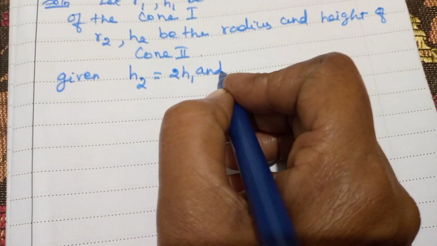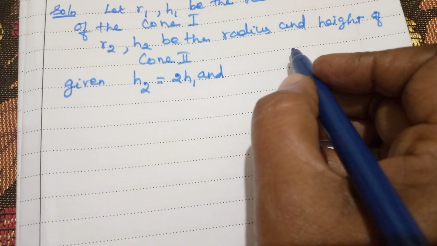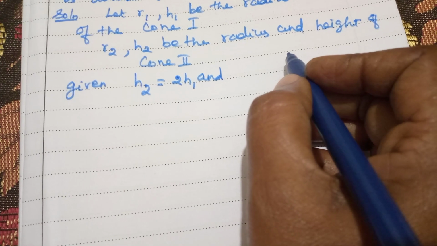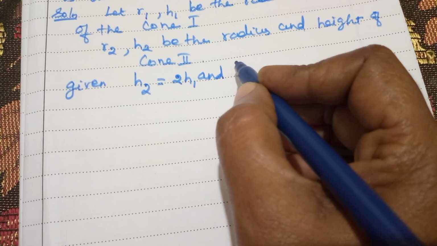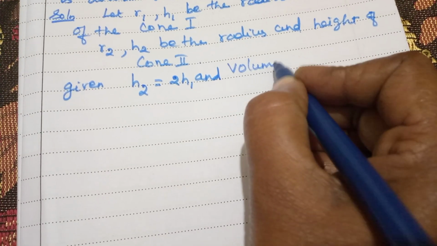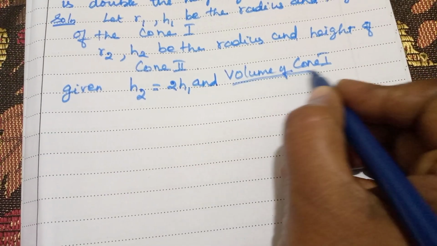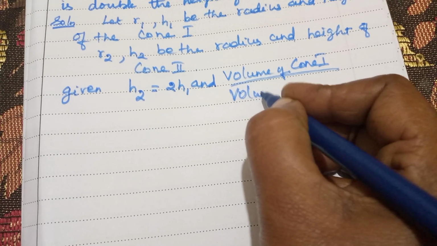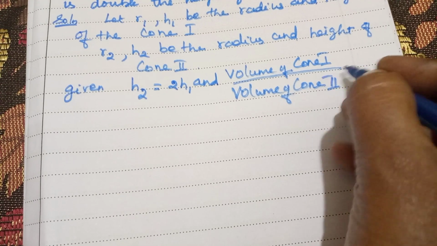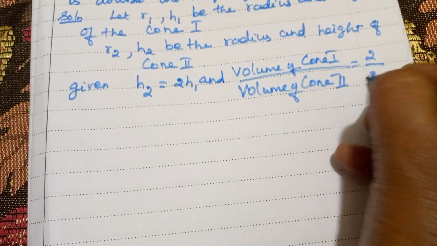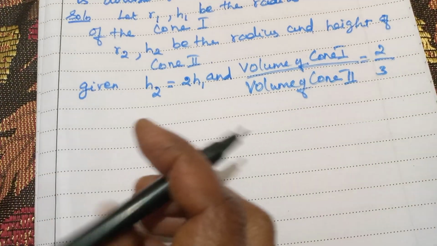And one more condition is given. Ratio of their volumes is given 2:3. Therefore, it can be written: volume of cone 1 by volume of cone 2 is equal to 2 by 3. Okay. Now, what is the volume formula?